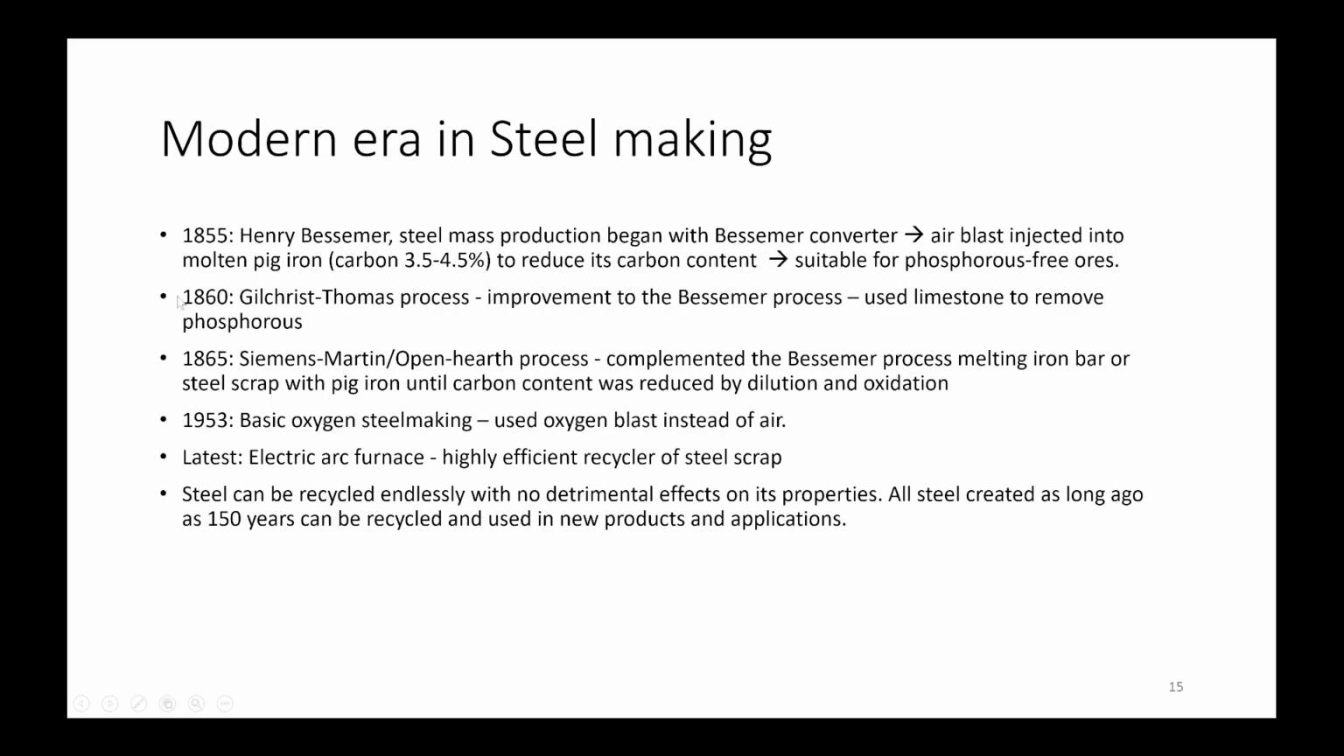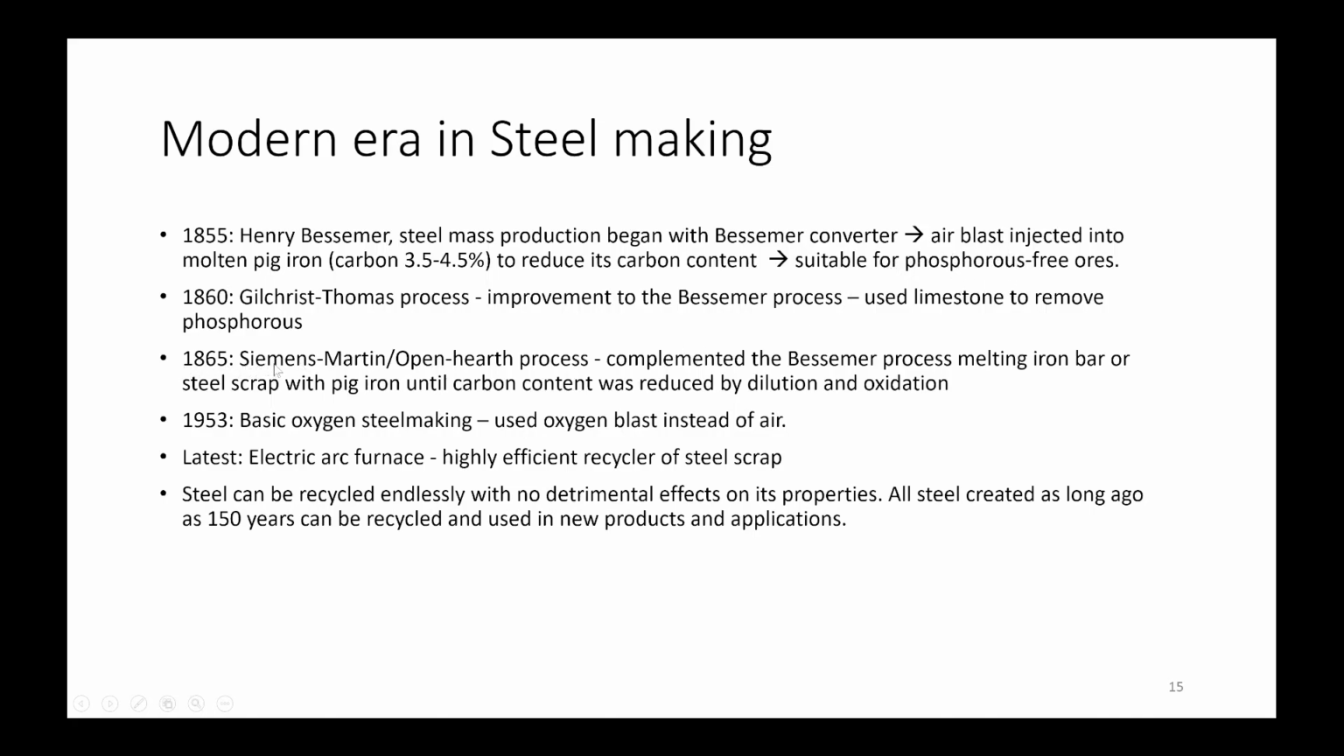So in 1860, the Gilchrist Thomas process was introduced, in which we improved the Bessemer process by using limestone. Limestone removes the extra phosphorus, so we could also use ores which had high phosphorus in them.